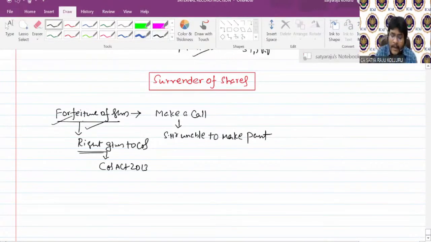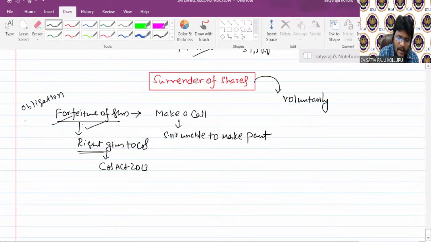But in case of forfeiture of shares, you are taking back the share from the shareholder intentionally. But in case of surrender, the shares are surrendered voluntarily. In forfeiture, you are also taking back such shares from the shareholders through an obligation. What is that obligation actually? They are not making such call payment. That's why you are taking back. And the forfeiture of shares is acceptable as per the Companies Act 2013.